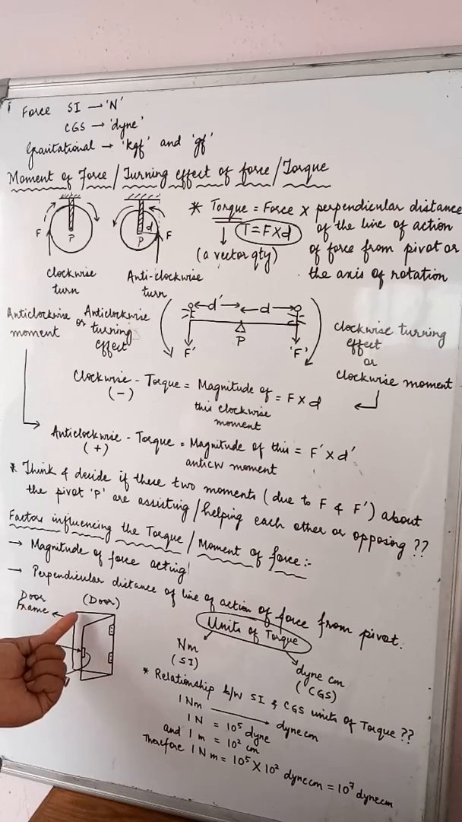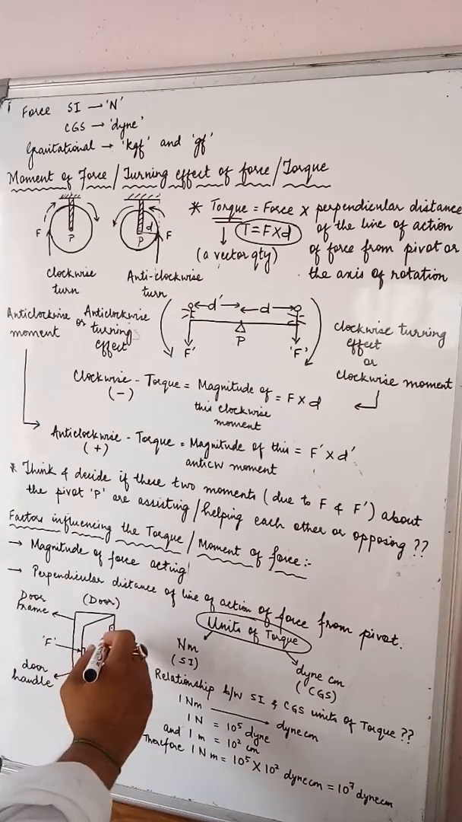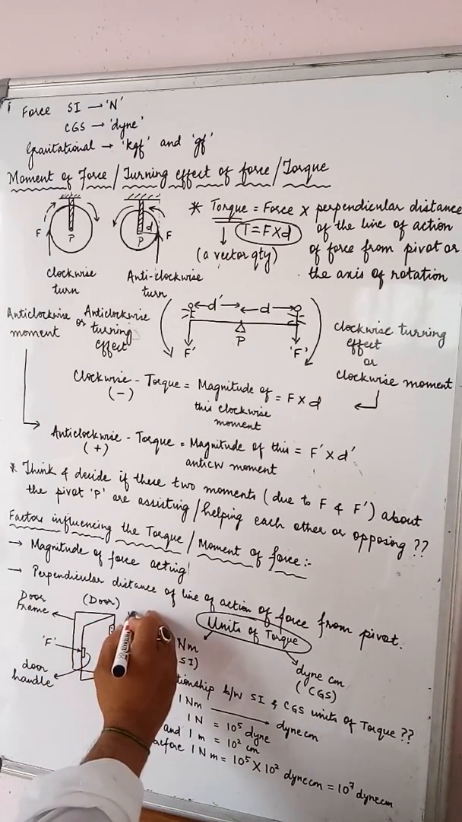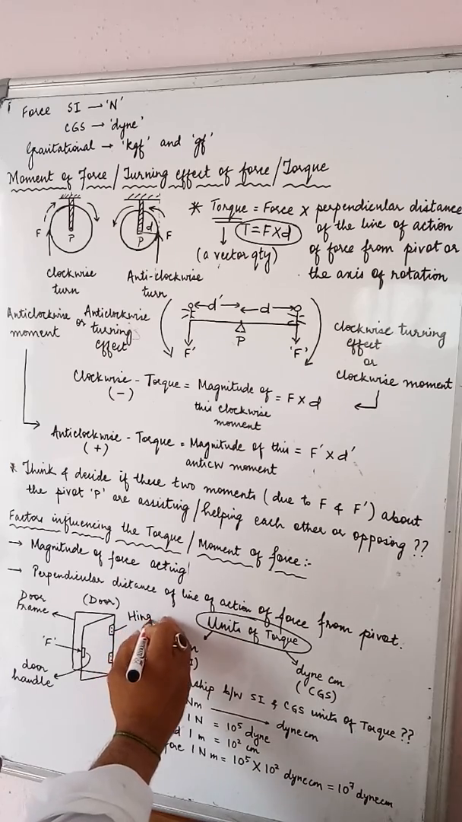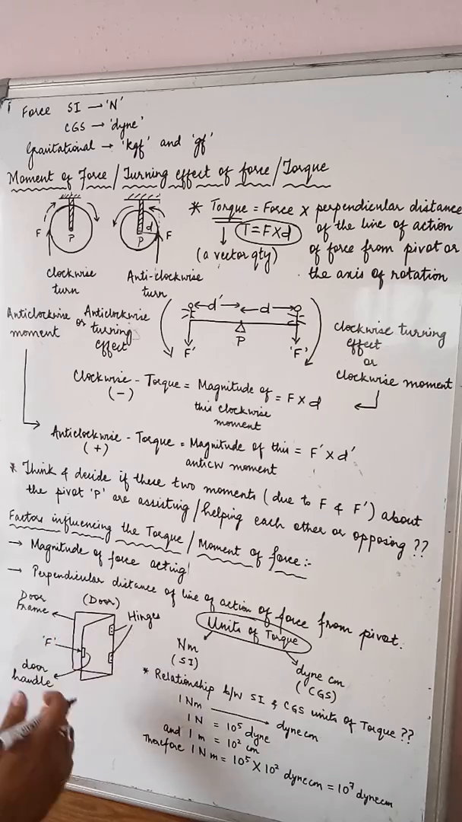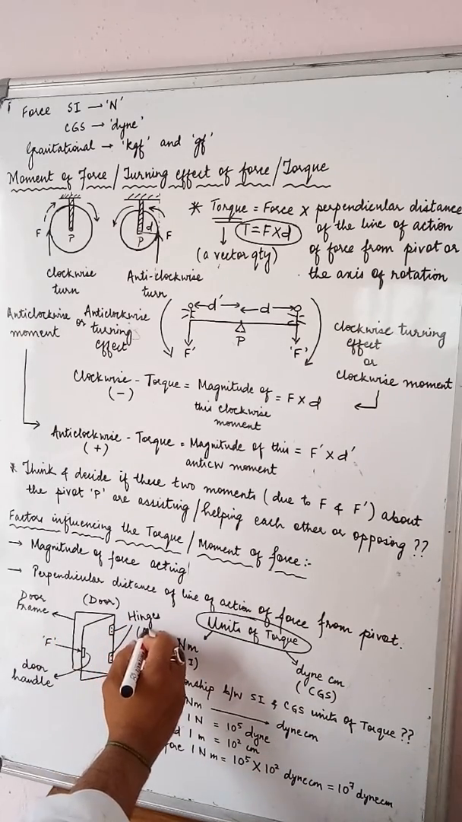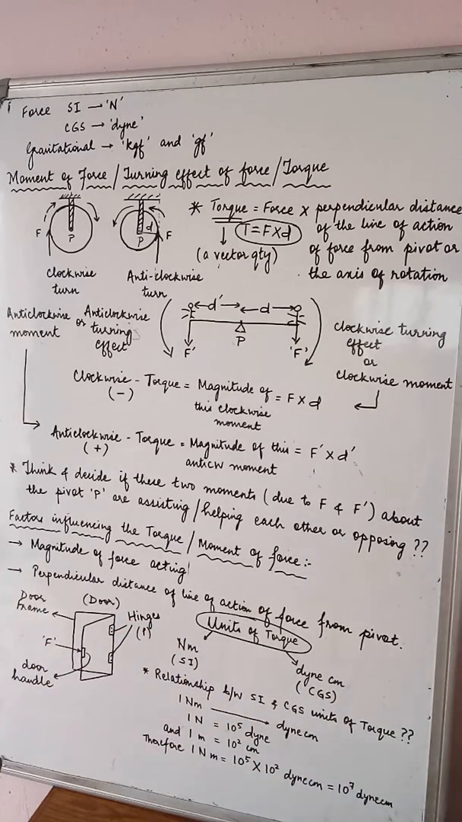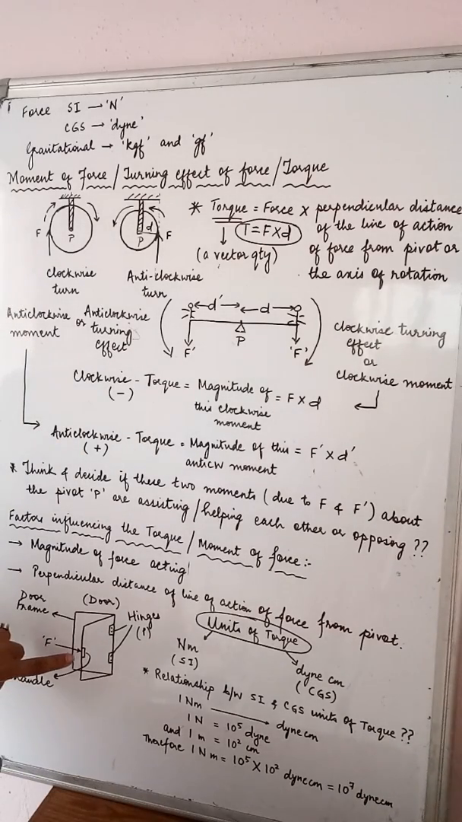As you can see, it's a door frame and this is the door. Now these two are the hinges. The fixed supports, you can also call them the pivot points, P, the fixed points. Now this is the handle. I have mentioned door handle.